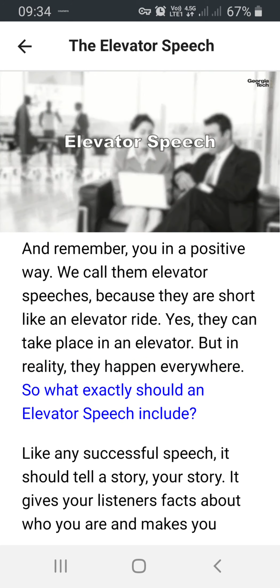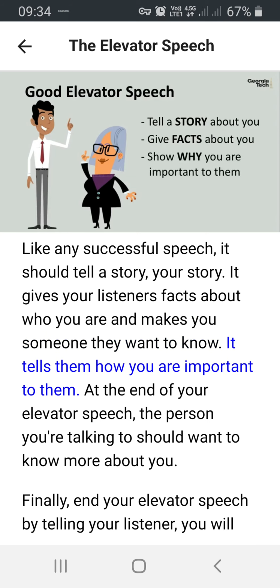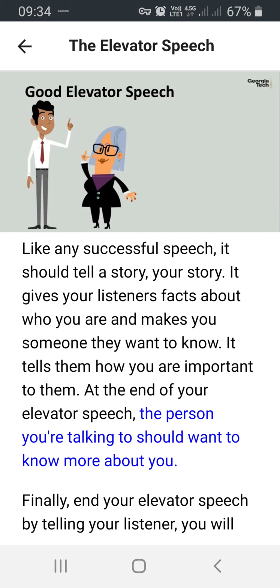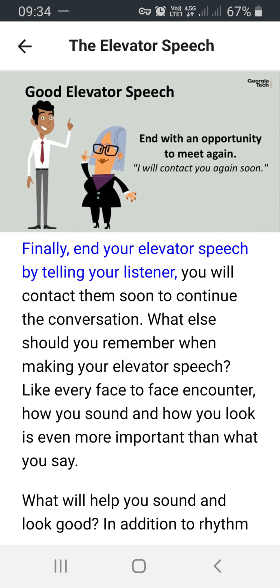So what exactly should an elevator speech include? Like any successful speech, it should tell a story, your story. It gives your listeners facts about who you are and makes you someone they want to know. It tells them how you are important to them. At the end of your elevator speech, the person you're talking to should want to know more about you. Finally, end your elevator speech by telling your listener you will contact them soon to continue the conversation.